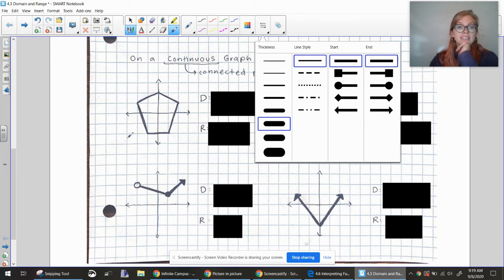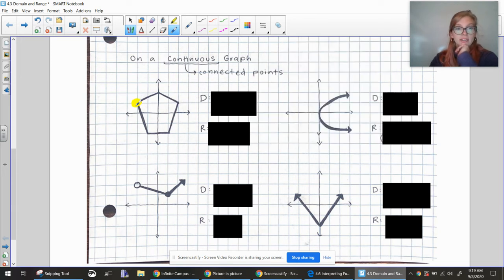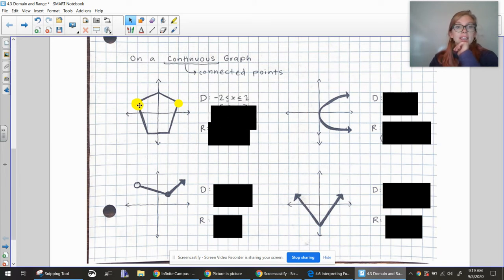So our farthest left x coordinate is right here. Our farthest right x coordinate is out here. So that means that my domain is going to go from -2 to 2. And because there's no open circles here, we know it's going to equal -2 and equal 2. So we have the domain going from -2 to 2, or we can write that in interval notation with brackets as [-2, 2].